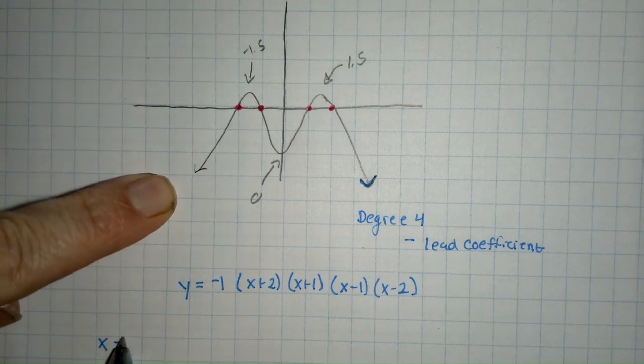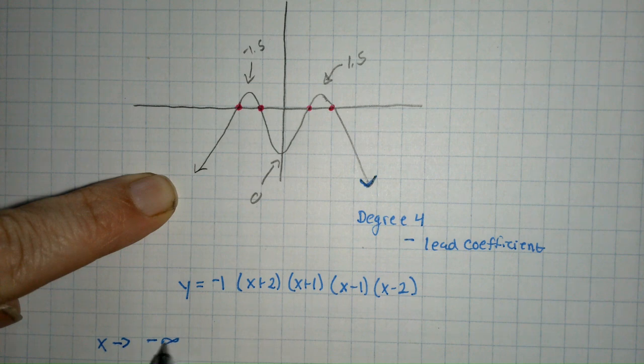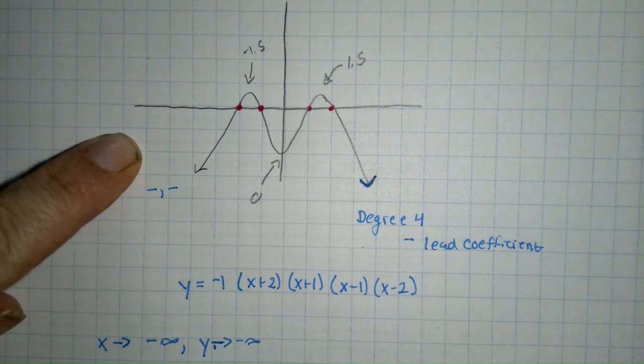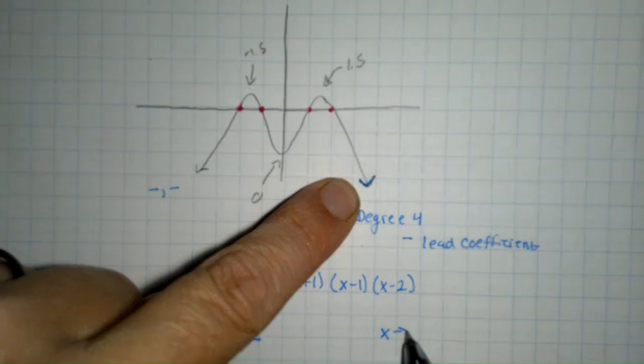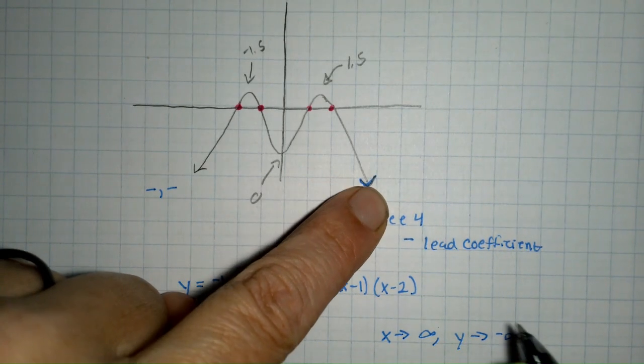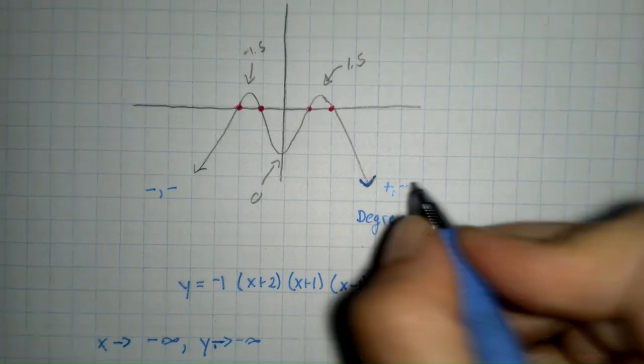The left side is x is negative, y is negative. And that's because we're in quadrant 3 where it's negative, comma, negative. The right side is negative as well. That's because it ends in this quadrant where it's positive, comma, negative.